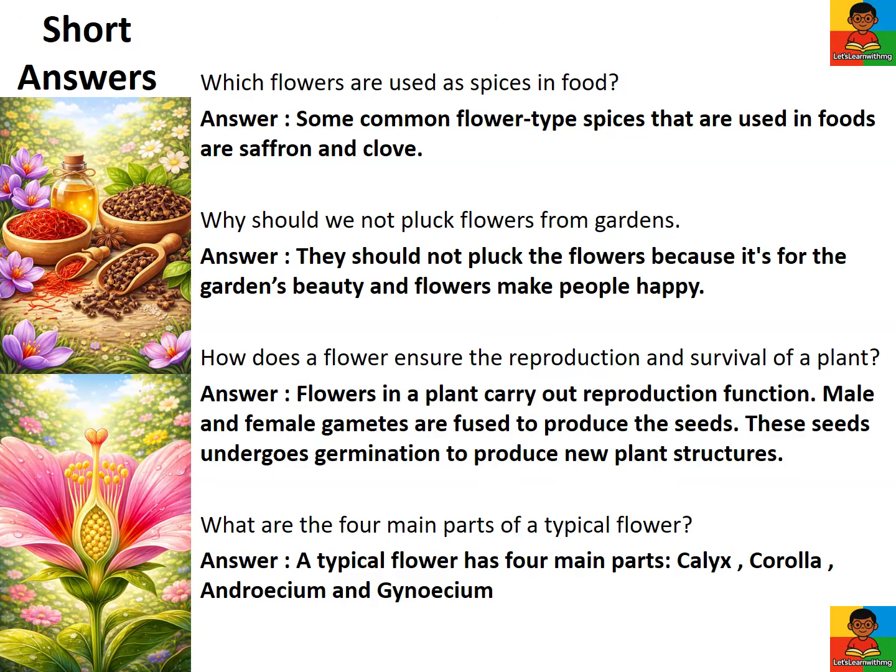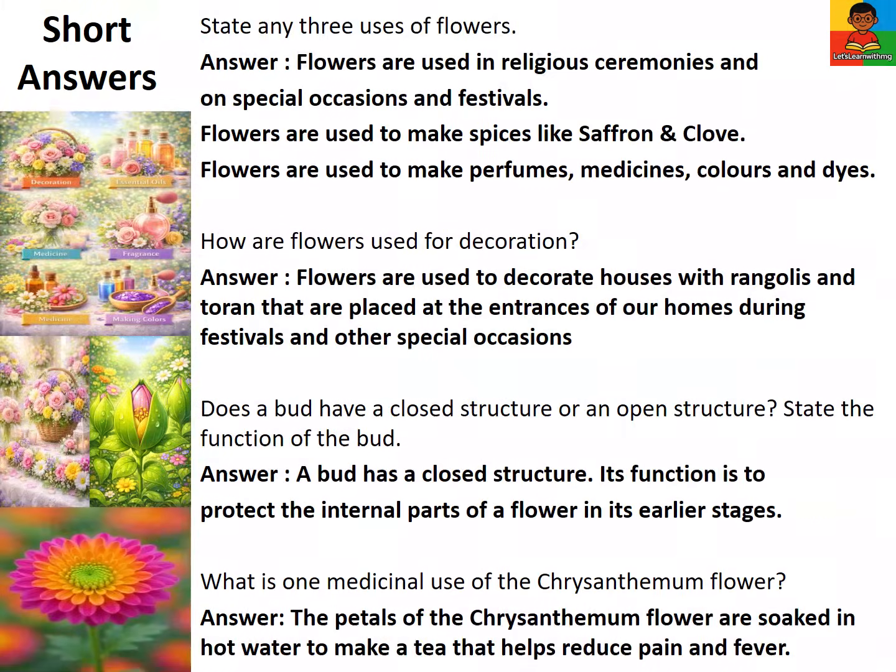What are the four main parts of a typical flower? Answer: calyx, corolla, androecium, and gynoecium. State any three uses of flowers. Answer: flowers are used in religious ceremonies and festivals, to make spices like saffron and clove, and to make perfumes, medicines, colors, and dyes.